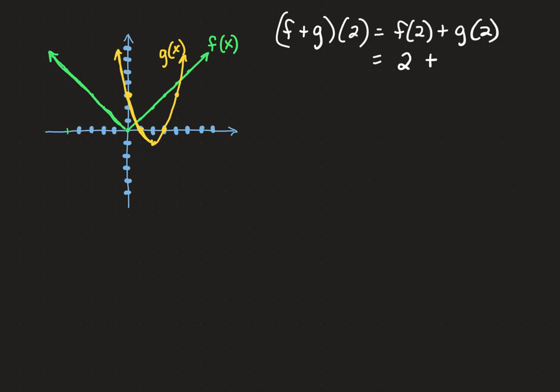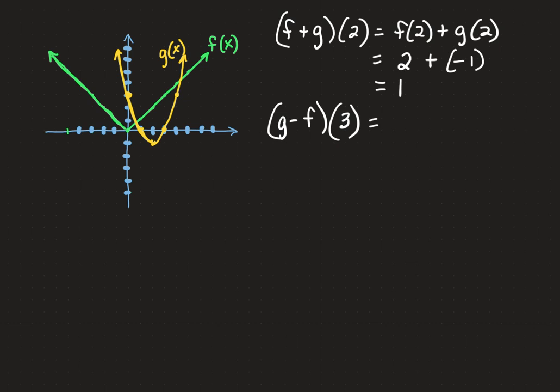And then we add to that the function g of 2. So where are we at 2 when we're looking at the function of g? We are down here at -1. So we're going to add a -1. So 2 minus 1 is 1. Therefore, the function f plus g of 2 is 1.